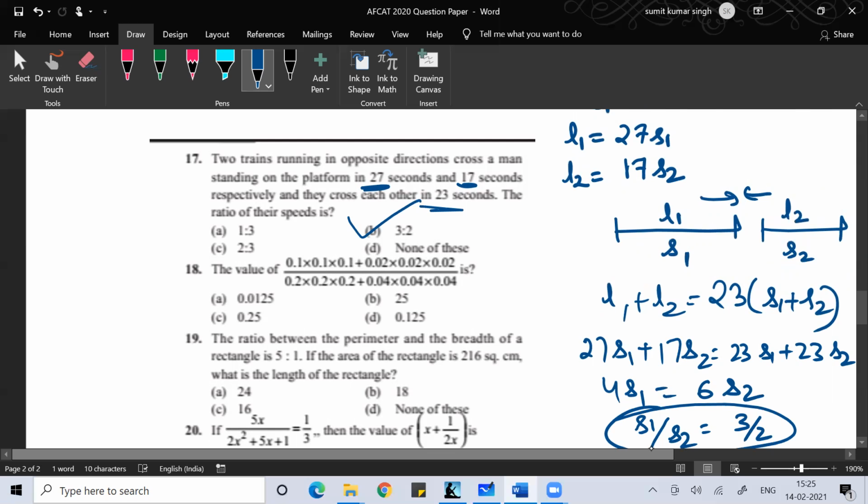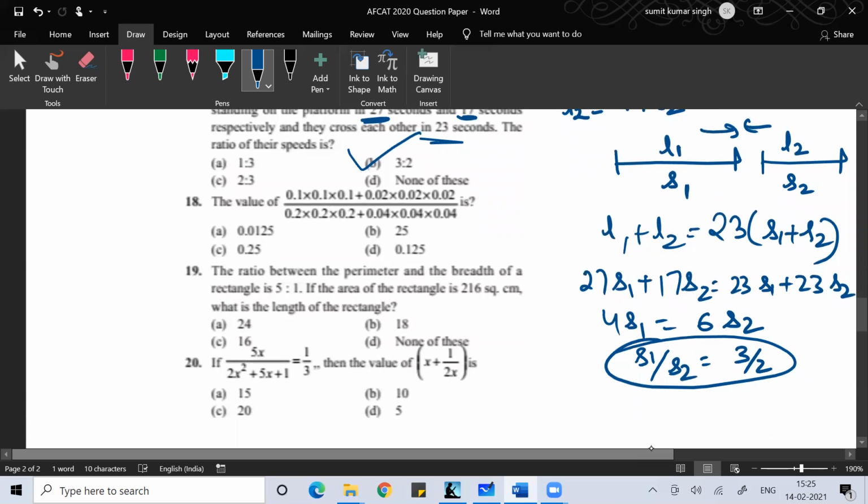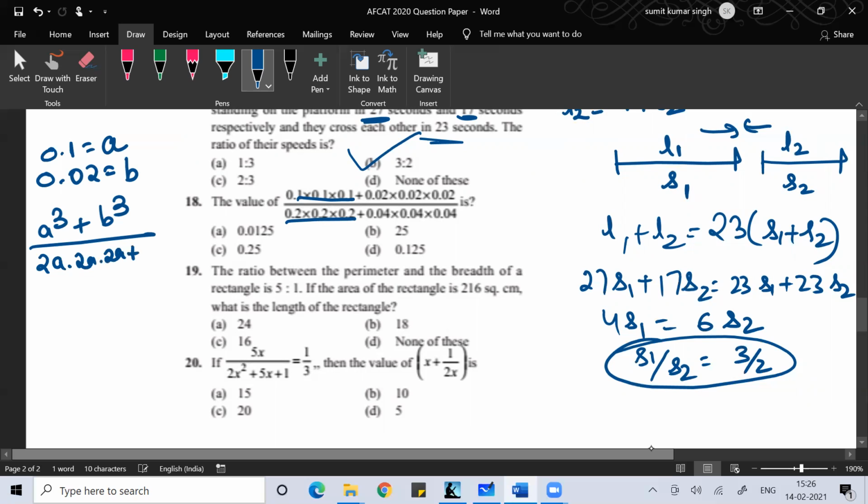Question number 18. For the value of this, you can suppose 0.1 is equal to A and 0.02 is equal to B. This I can write as A cube plus B cube divided by this. So 0.1 is A, so 0.2 is 2A, it is like 2A into 2A into 2A, and this is equal to 2B into 2B into 2B. So I can write this as A cube plus B cube divided by 8A cube plus 8B cube.